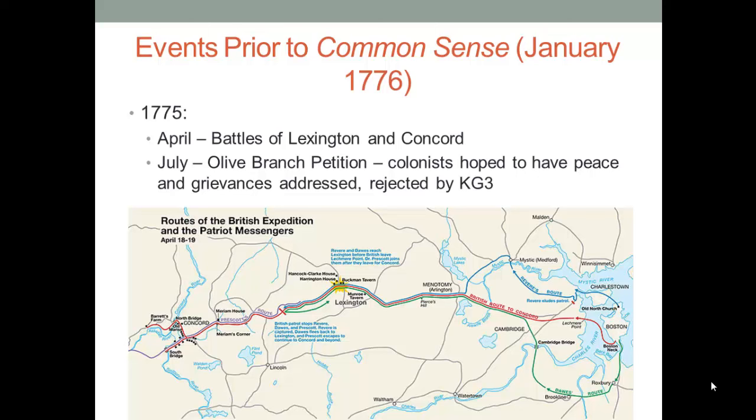In July of that year, the Continental Congress issues the Olive Branch Petition, which is the colonists' hope to have peace and have their grievances addressed by Britain and King George III. And King George III rejects the Olive Branch Petition. If you've seen an olive branch, that's kind of an international symbol for peace.